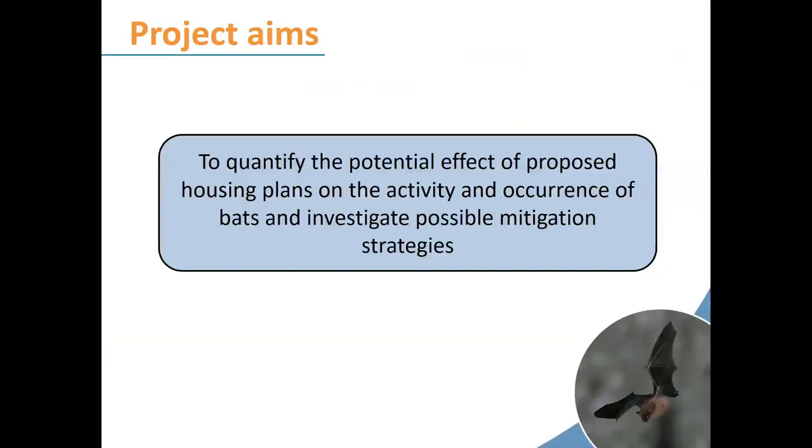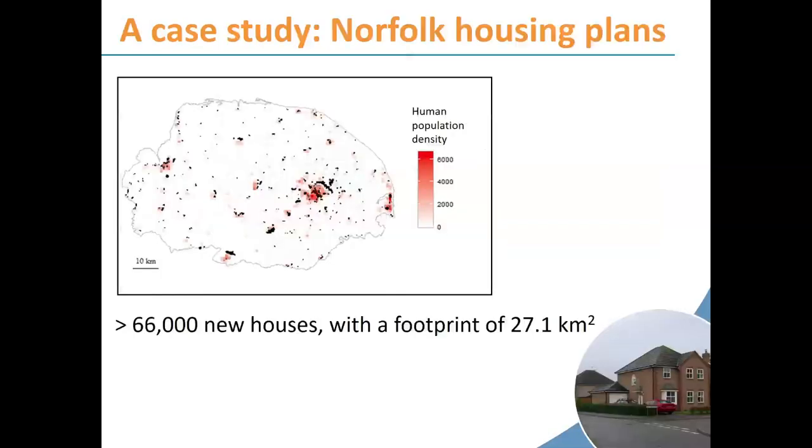So the aim of this project was to quantify the potential effect of proposed housing plans on the activity and occurrence of bats, and to investigate how we might be able to mitigate against this. We used Norfolk as a case study, and we got the council's housing plans for the next 10 years, and this equated to roughly 66,000 new houses, which will be affecting an area of about 27 kilometres.